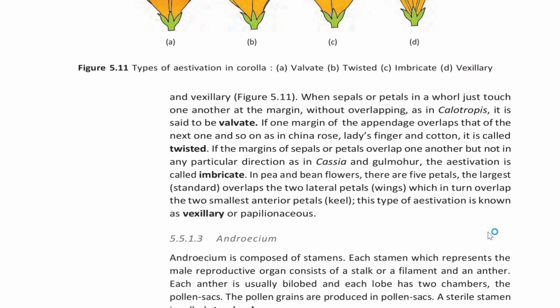If one margin of the appendages overlaps that of the next one and so on, as in China rose, ladyfinger and cotton, it is called twisted. If the margins of sepals or petals overlap one another but not in any particular direction, as in cassia and gulmohar, the aestivation is called imbricate. In pea and bean flowers, there are 5 petals. The largest, that is standard, overlaps the 2 lateral petals, that is wings, which in turn overlap the 2 smallest anterior petals, that is keel. This type of aestivation is known as vexillary or papilionaceous.